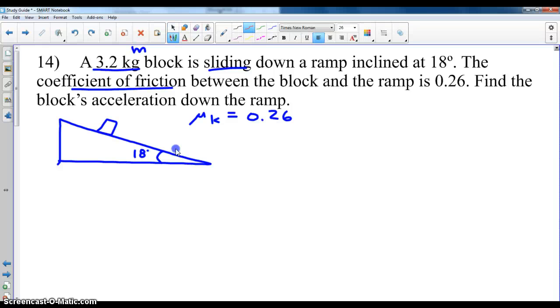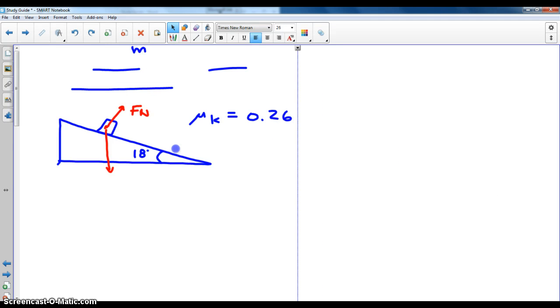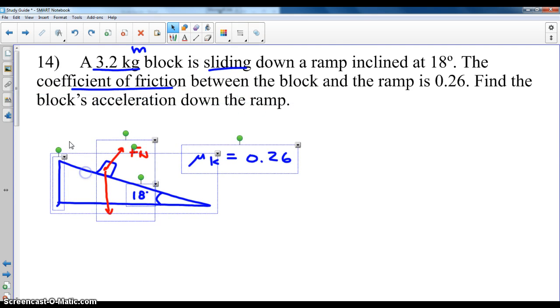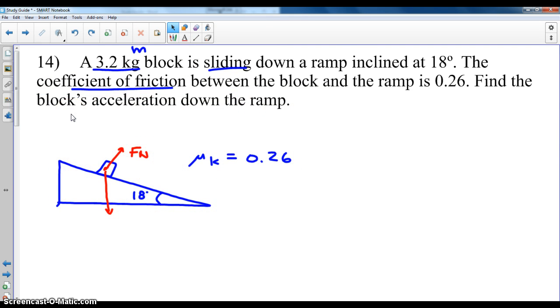Okay. So on the block we have the normal force pushing up, gravity pulling down. Normal force pushes up, gravity pushes down. Let's see. And I'm going to move all of this down so I have more room to work. And let me make my normal force a little bigger. And then kinetic friction opposes the motion down the ramp, so it pulls back up the ramp. This is mg.